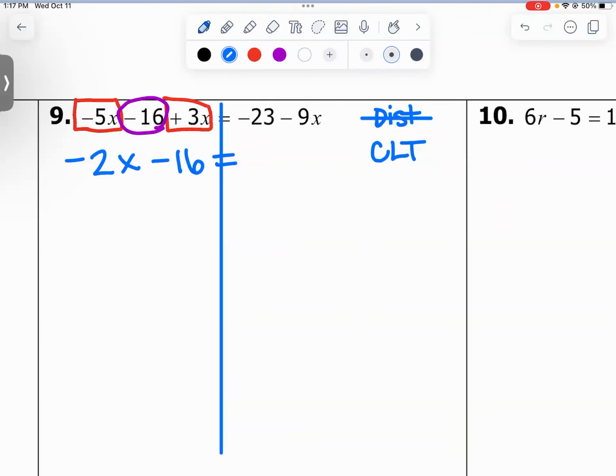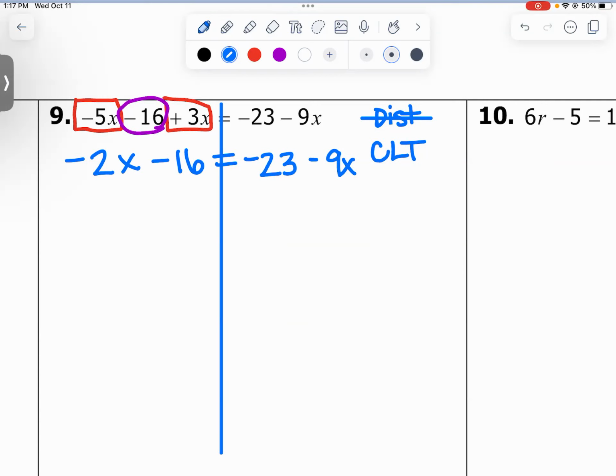Okay, hold on. Is there any way to simplify the right side? Are there any like terms to combine on the right side? No, the right side has its life together. Okay, the left side, we had to help get organized.